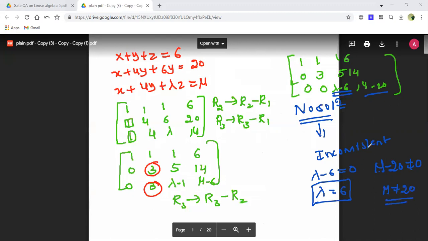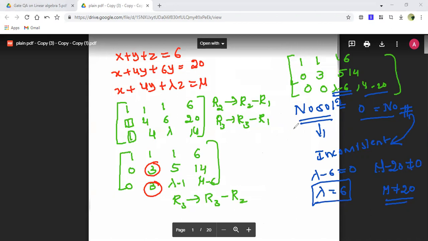So if lambda is equal to 6, this term will become 0. And if mu is not equal to 20, it may be any number, so here we will get some number. So 0 is equal to a number, like this you will get an equation, which is a contradiction. This contradiction creates the inconsistency. When it is inconsistent, that means the system has no solution. These terminologies are interconnected.